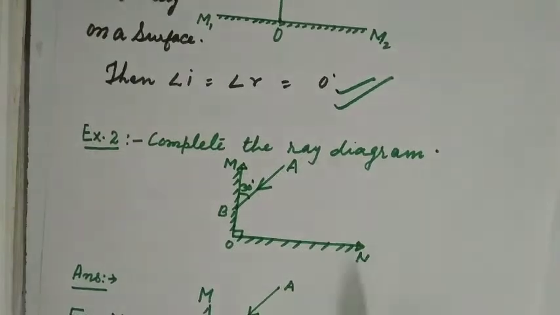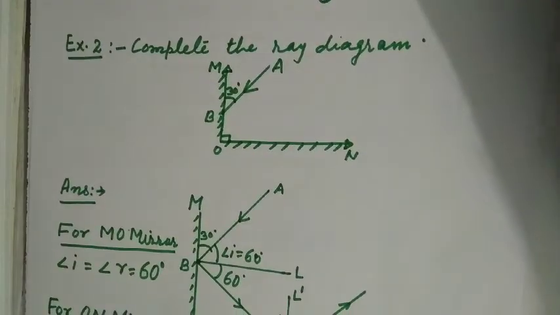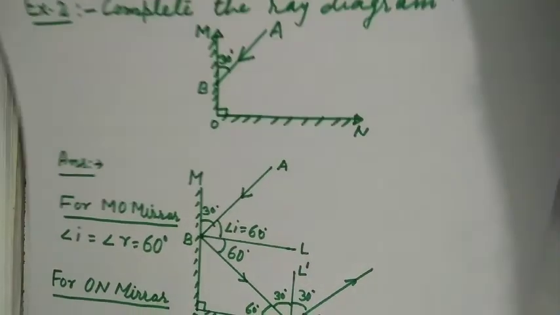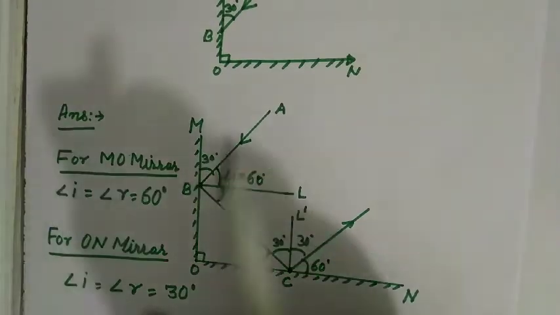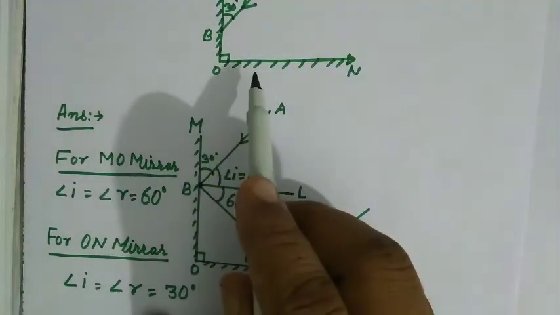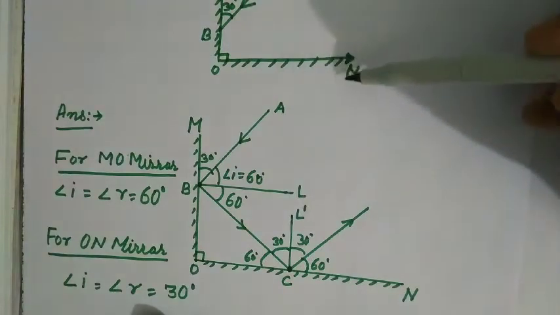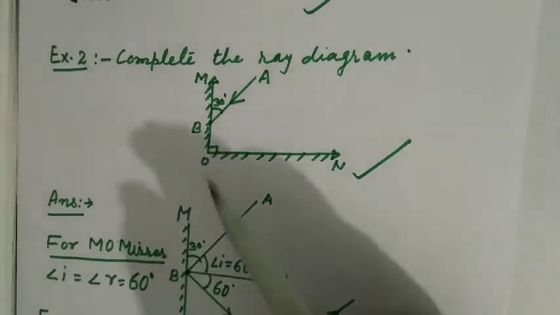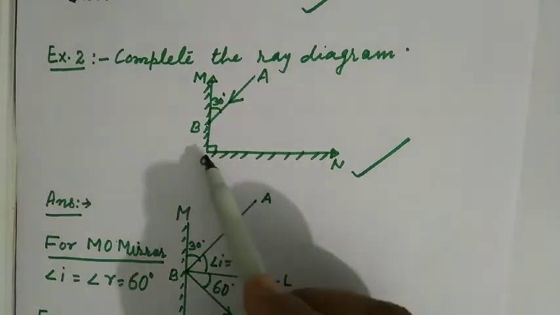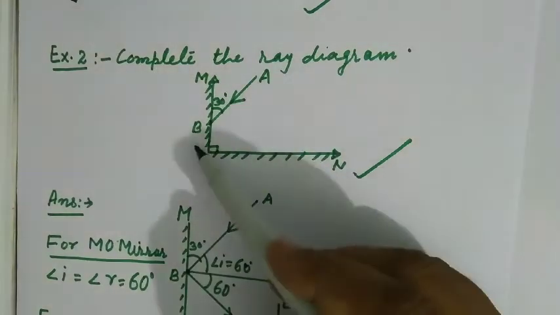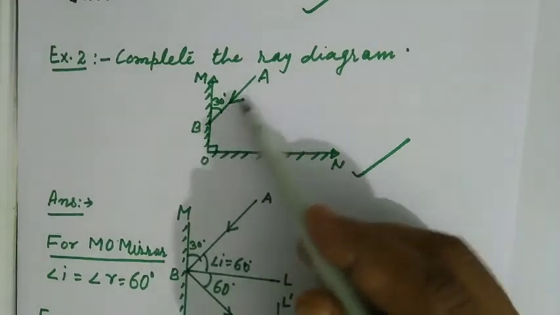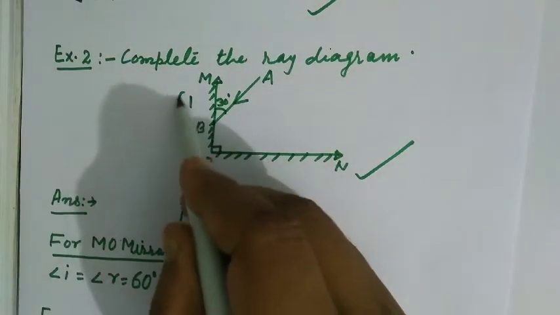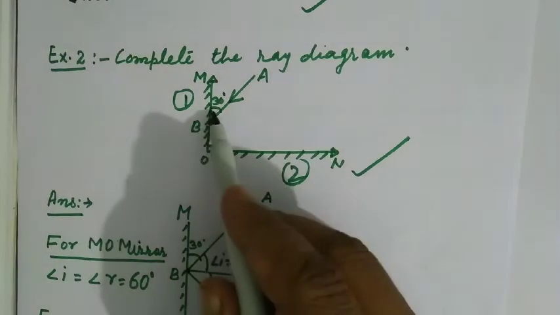Okay, next question, it generally comes in exams: to complete the ray diagram according to the laws of reflection. Supposing there are two mirrors, MO and ON, kept perpendicular to each other. See here, mirrors MO and ON are kept perpendicular to each other, and AB is incident, making an angle of 30 degrees with the first mirror, mirror number 1.